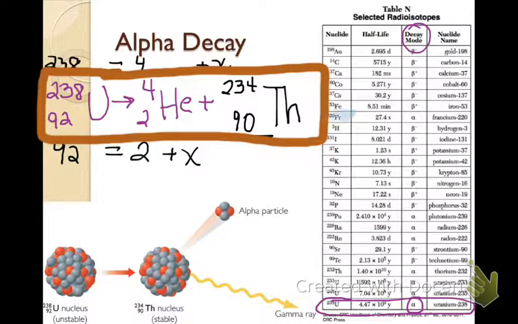So let's go through. Francium-220 is also going to emit an alpha particle, polonium-239, radium-226, radon-222, etc. So all of these will release alpha particles. So you need to use table N to help you figure out what's going to release alpha particles.